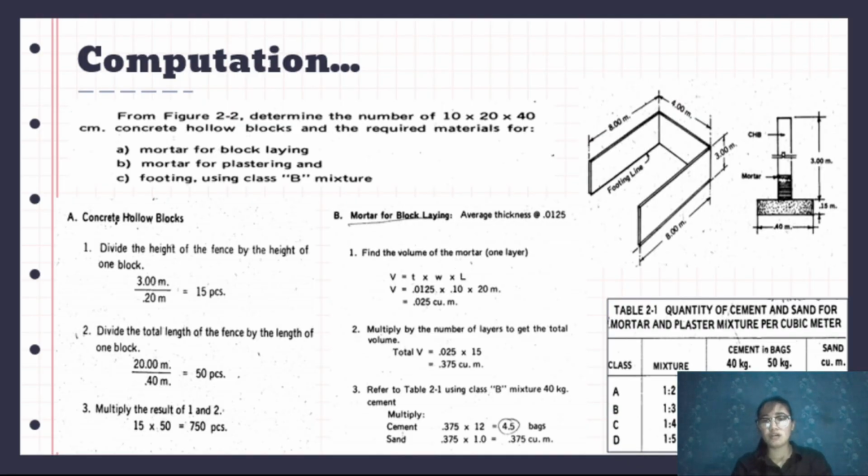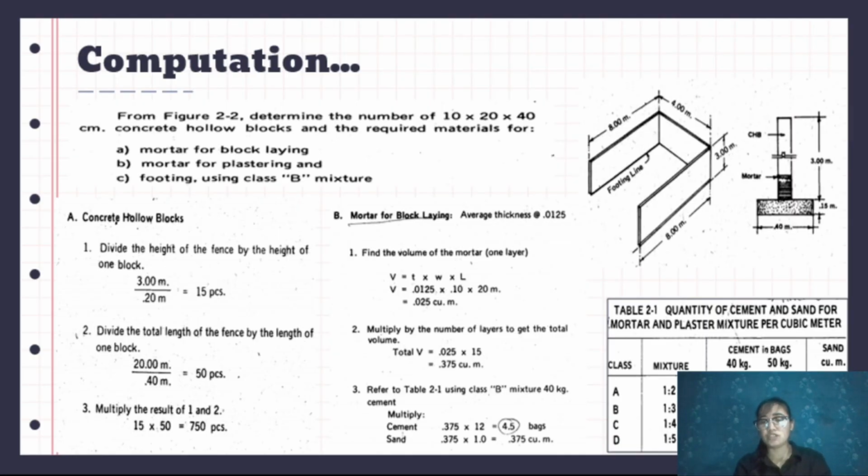Next is to calculate the mortar for block laying. Mortar is what we will use to paste. It's like a glue to hold the CHB together. It is given here that the average thickness is 0.0125 meters.